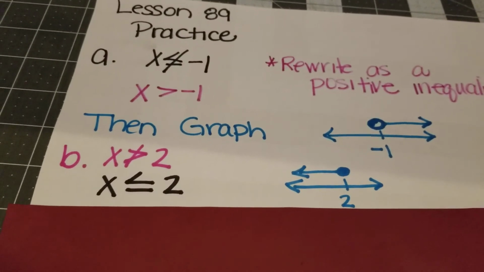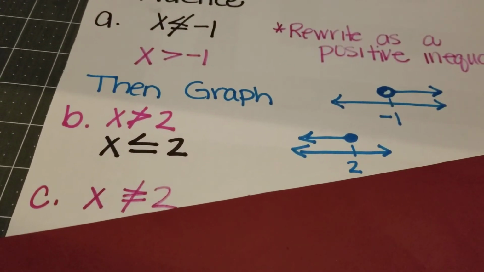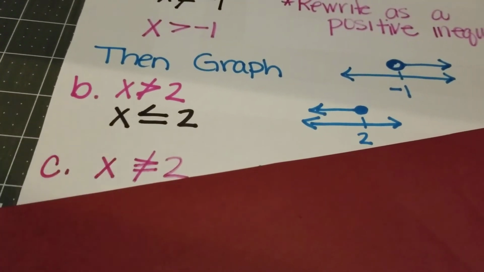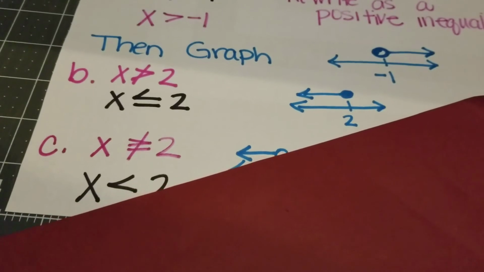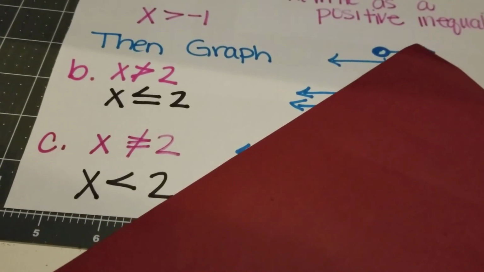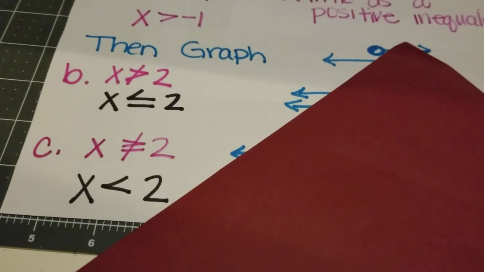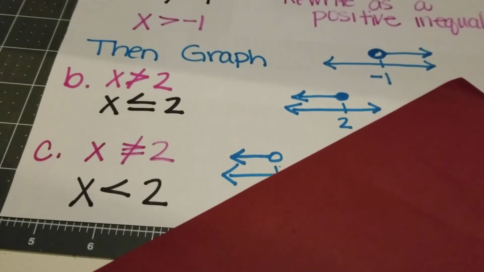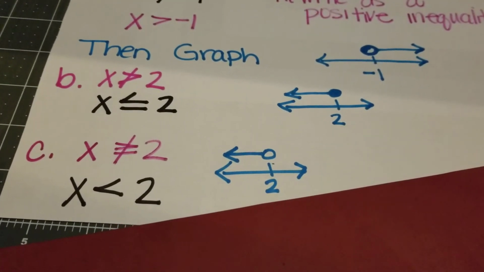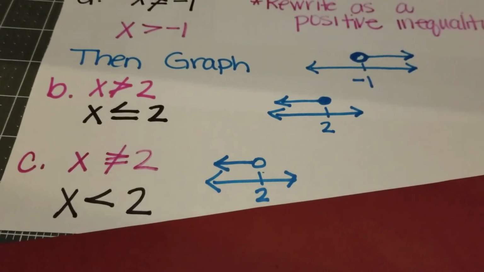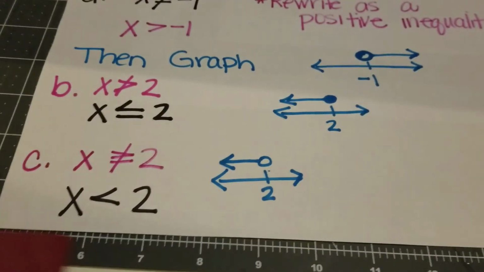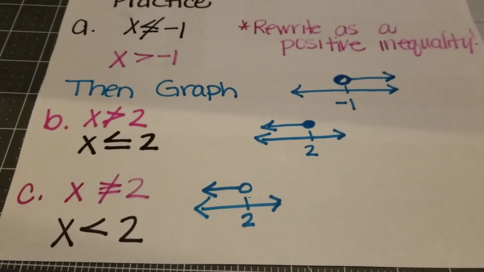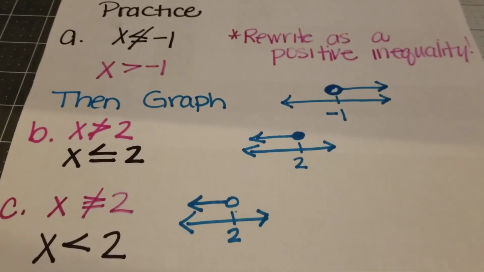Our last example here, we're going to have x is not greater than or equal to 2. So that means x is less than 2. So if it's not greater than or equal, it must be less than. So if it must be less than, we're going to start with our 2, open circle, to the left for less than. Pay real close attention to these. They are simple, but they can be confusing if you're not careful and detailed. Okay, see you next time.